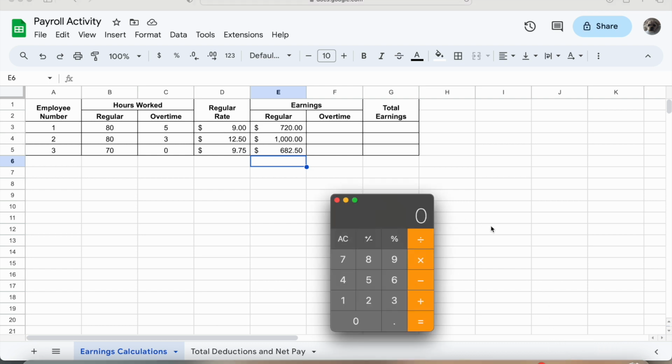So for employee number 1, if we take the regular rate of $9 per hour and we multiply it times 1.5, and then we multiply 13.5 times the number of overtime hours worked, which are 5 hours, that will give us $67.50 for overtime earnings.